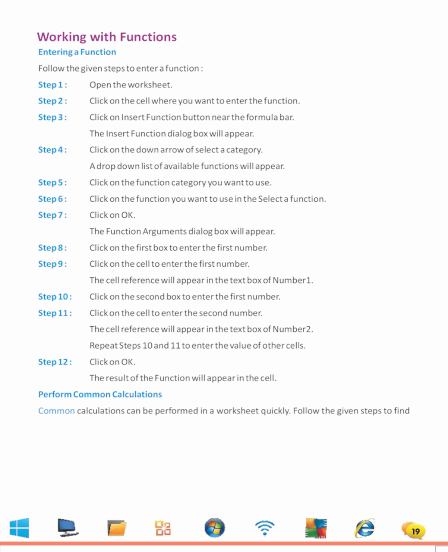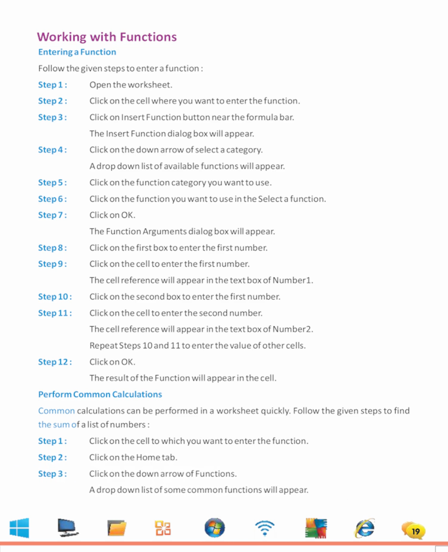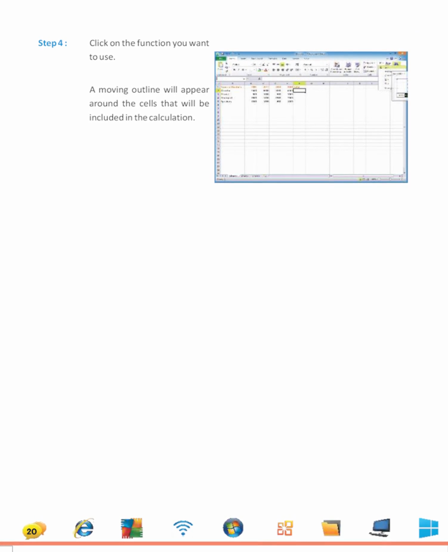Follow the given steps to find the sum of a list of numbers. Step 1. Click on the cell to which you want to enter the function. Step 2. Click on the Home tab. Step 3. Click on the down arrow of functions. A drop-down list of some common functions will appear. Step 4. Click on the function you want to use. A moving outline will appear around the cells that will be included in the calculation. Step 5. Press the Enter key. The result will appear in the cell.